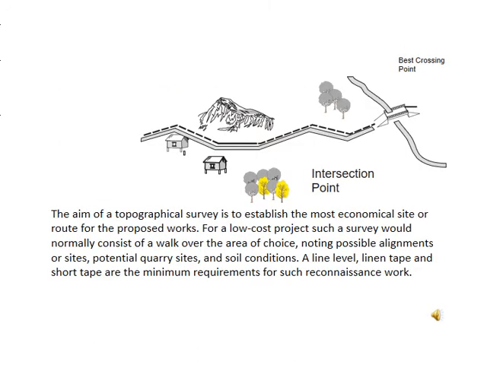Then we will also do the topographical survey. The aim of the topographical survey is to establish the most economical site or route for the proposed work. The first is a low-cost approach; such a survey would normally consist of a walk over the area of choice, noting the possible alignments, the sites, position, quality, size, and soil conditions. A line level, linear tape, and a short tape are the minimum requirements for the walk-over reconnaissance. So this is for the design on the topographical survey.